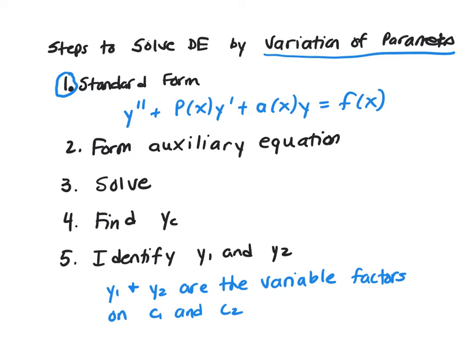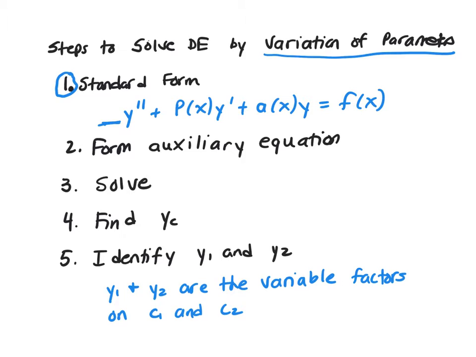What I want to point out to you is that this leading coefficient is a 1. Your leading coefficient has to be a 1. If it's not a 1, then you need to factor it out of every term on both sides. If you don't factor it out, it will not mess up your y sub c, but it will give you an incorrect y sub p.